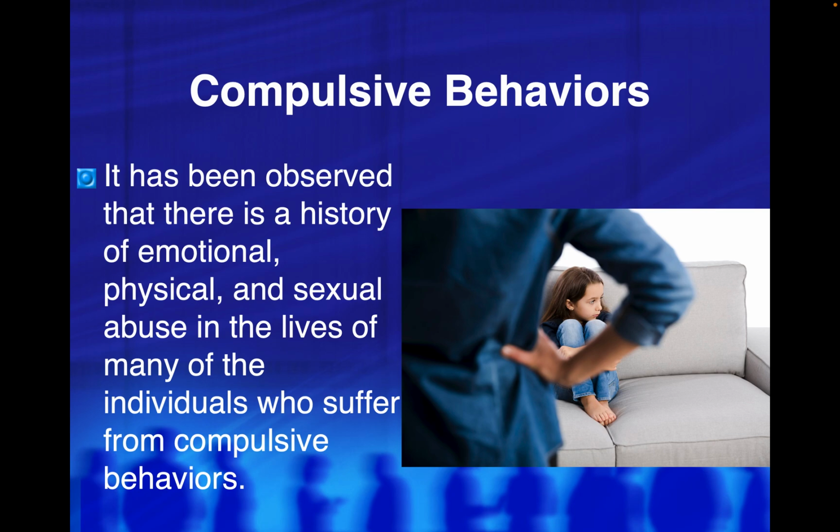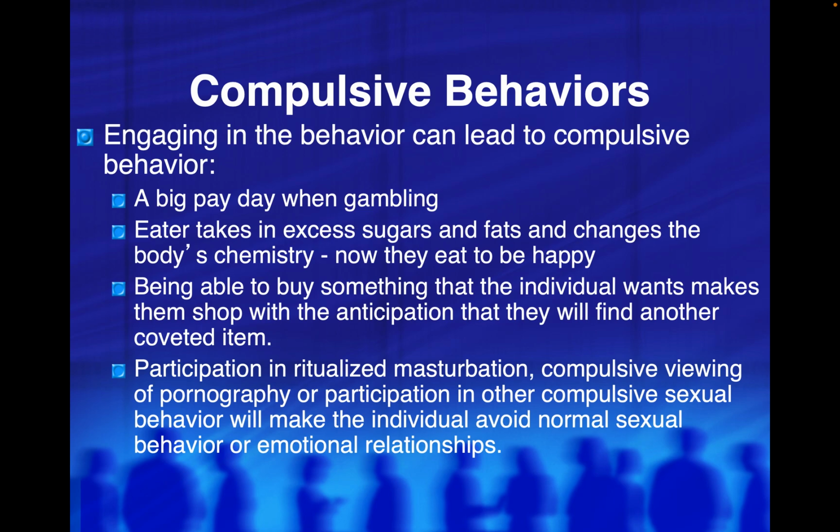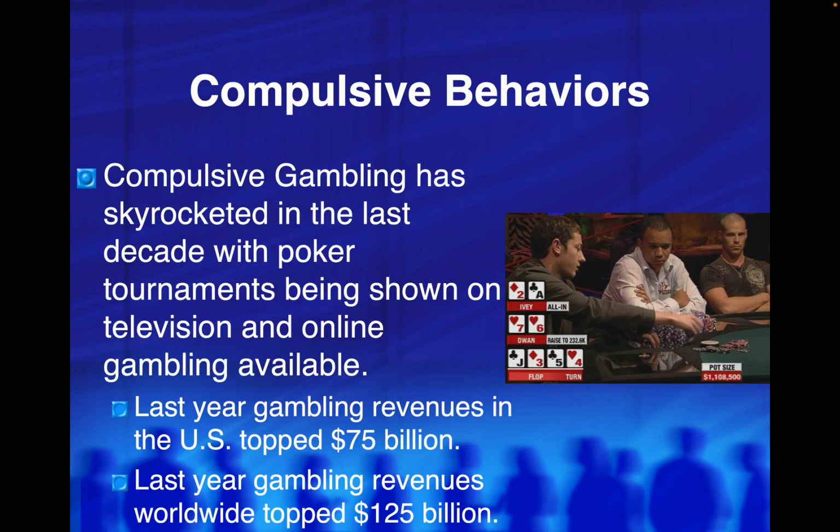It has been observed that there is a history of emotional, physical, and sexual abuse in the lives of many of the individuals who suffer from compulsive behaviors. Engaging in the behavior can lead to compulsive behavior, a big payday when gambling. The eater takes in excessive sugars and fats and changes the body chemistry. Now they eat to be happy. Being able to buy something the individual wants makes them shop with the anticipation that they will find another coveted item. Participation in ritualized masturbation, compulsive viewing of pornography, or other compulsive sexual behavior will make the individual avoid normal sex behavior or emotional relationships.